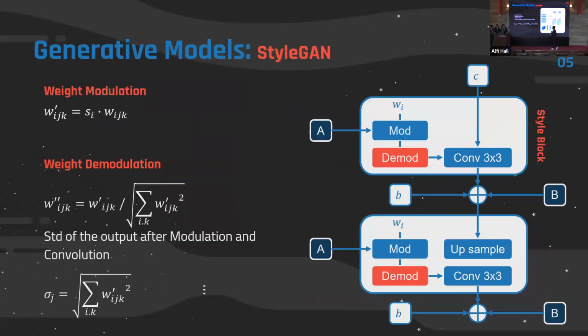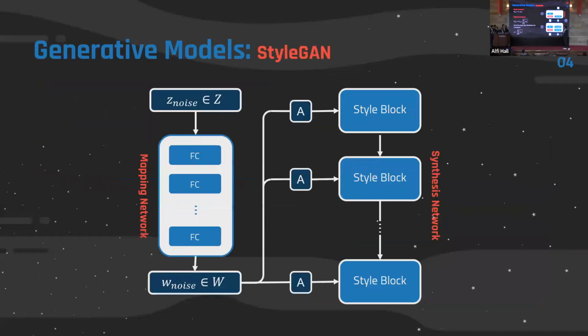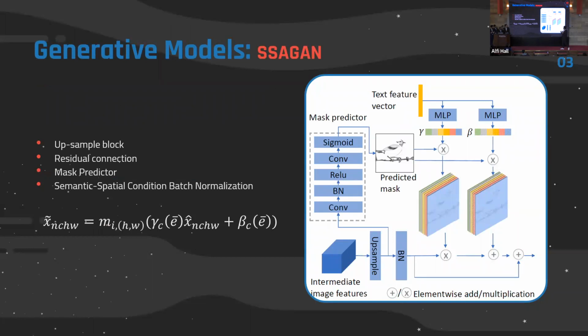Zooming into this block, we can see that it consists of an upsample block, a residual connection, a mask predictor, and a batch normalization block. The two major important parts of this block are the mask predictor and the batch normalization part. The mask predictor takes the upsampled image and predicts a mask that is responsible for predicting which part of the image needs some reinforcement with textual information to achieve more semantic consistency with the input text. More or less, it works like the attention mechanism.